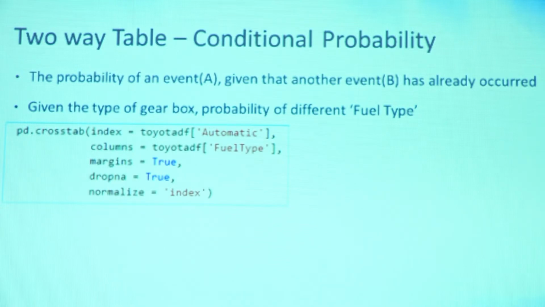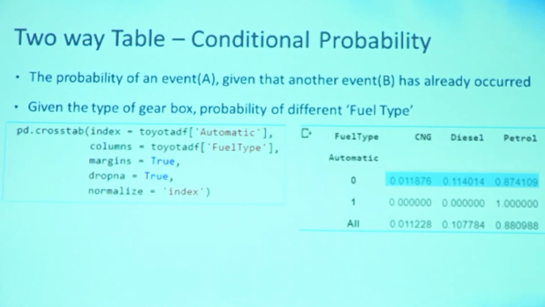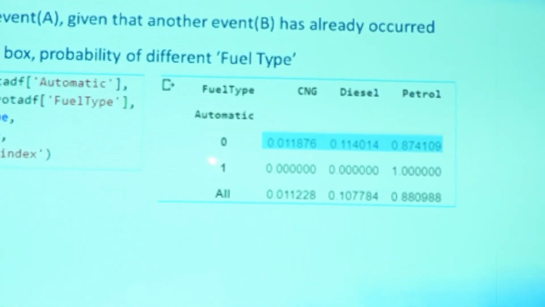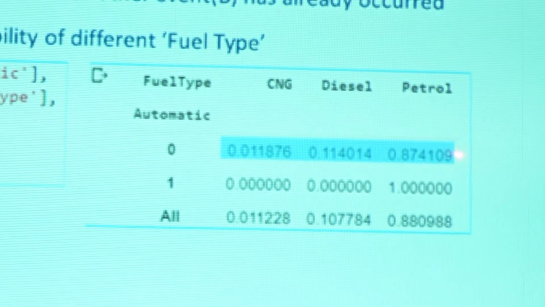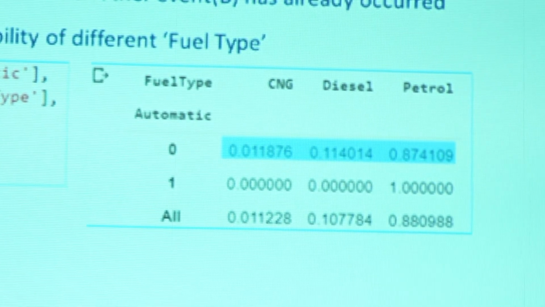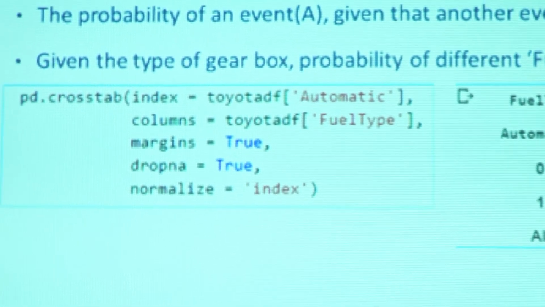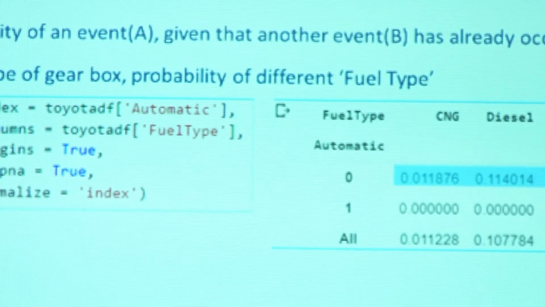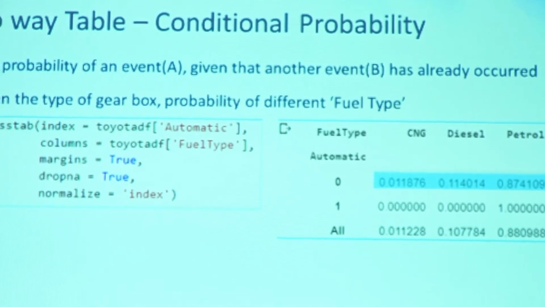Now, what do you infer? Same thing. When the gearbox is manual, the probability of having a car model as petrol is again very high. So I saw with respect to joint probability, with respect to marginal probability, and with respect to conditional probability. If I am a salesman, what should I be focusing more on? Petrol models of my car. Understood?